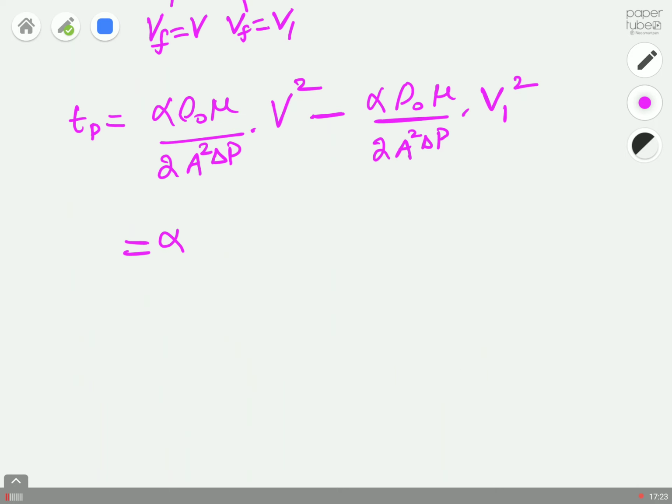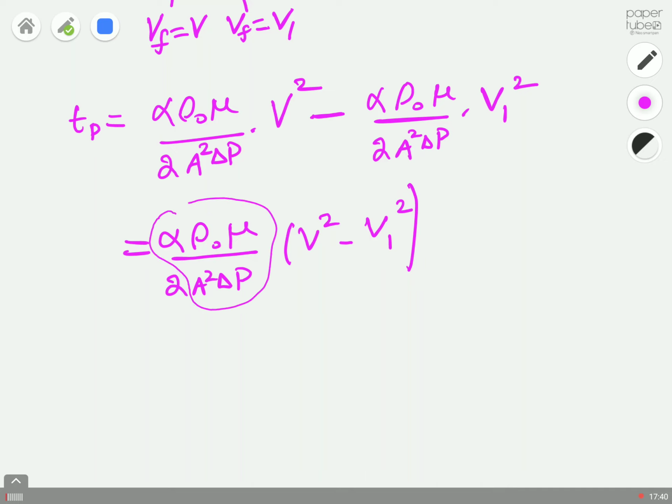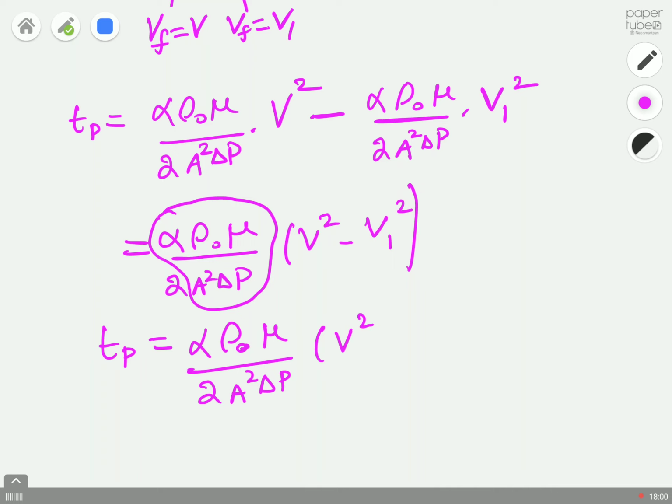So take the common factor: alpha rho mu over 2A squared delta P, times V squared minus V1 squared. This is not bad. I was going to call this a constant, but let's leave it like that: Tp equals alpha rho mu over 2A squared delta P, times V squared minus V1 squared.